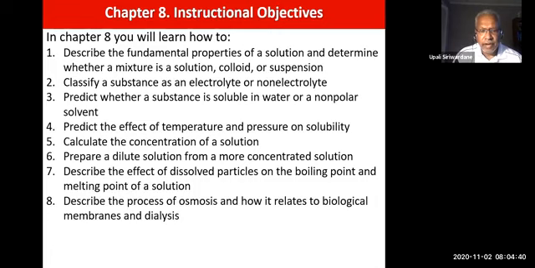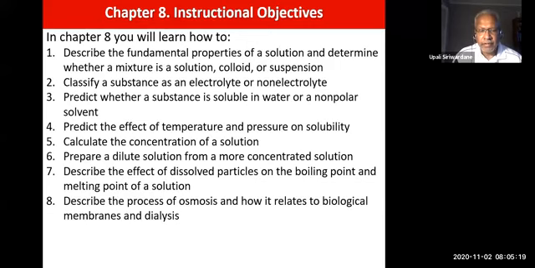We need to understand the process of osmosis, how it regulates biological membranes, and dialysis. Osmosis is a phenomenon where two solutions of unequal concentration are separated by a semi-permeable membrane. The solvent, in this case mostly water, passes from the dilute solution to the concentrated solution and makes the two solution concentrations equal.